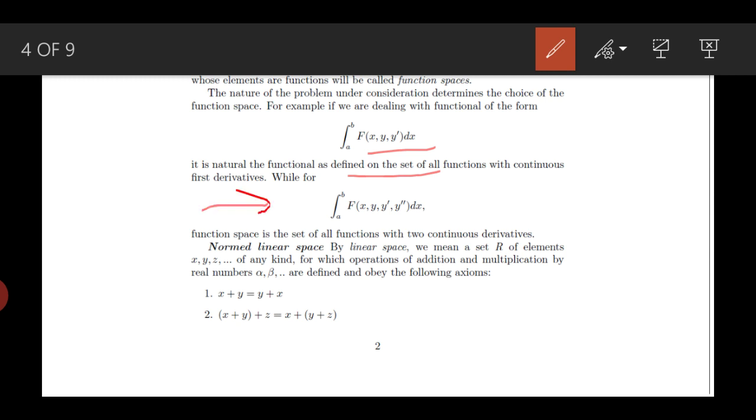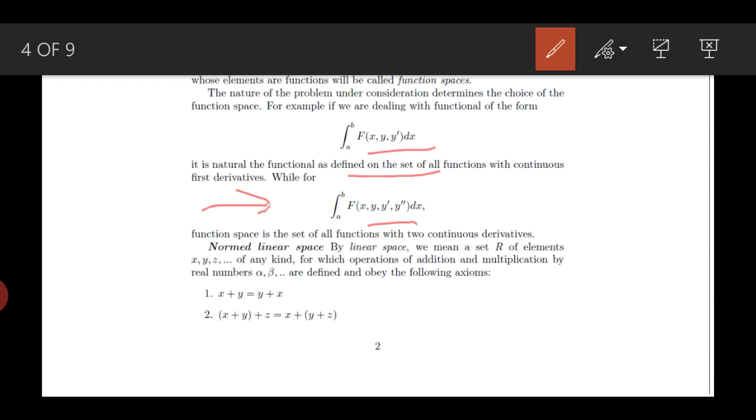If you are given a functional of the form, say, integration from a to b of F(x, y, y', y''), so I demand that y' and y'' should be continuous. So I should choose a functional space where these properties are holding. The idea of a normed linear space.